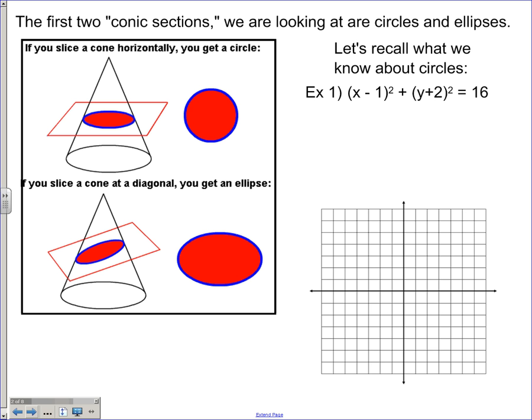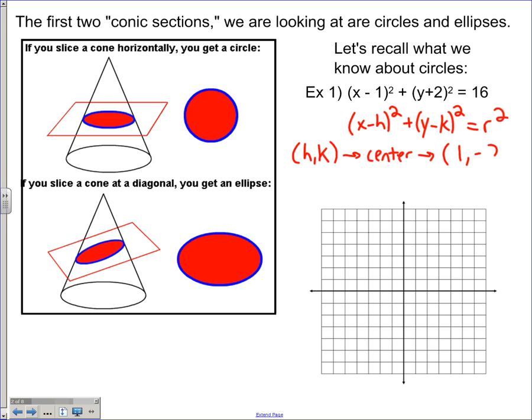You can see example 1 here: x minus 1 squared plus y plus 2 squared is equal to 16. Just a reminder of our general form: x minus h quantity squared plus y minus k quantity squared is equal to r squared, where (h, k) is our center, which in this case would be (1, negative 2). We also know that r is our radius. So if we take the square root of 16, we get r equal to 4.